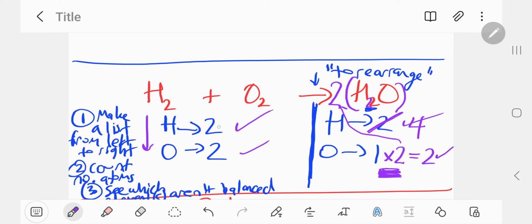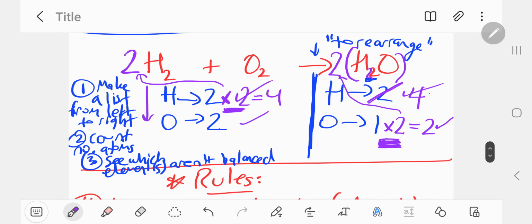So how do we turn this 2 on the left into 4? We can only multiply by 2, right, to get 4. Remember, you take the thing that's being multiplied by and you put it at the front, the coefficient. You can only put it at the front. Now there's 2 lots of hydrogen, 2 lots of 2, which is 4. So 4 on the left, 4 on the right, 2 oxygen on the left, 2 oxygen on the right, and that's it. That's how you balance an equation.